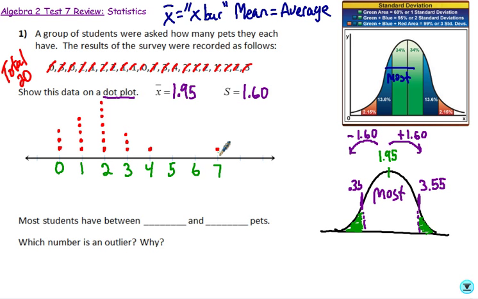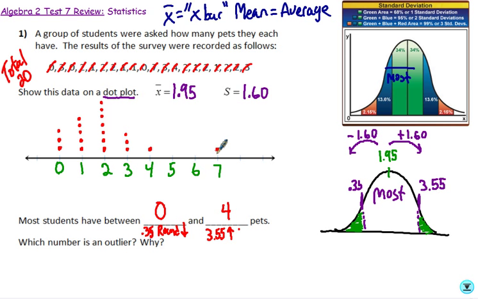So to answer this question, most students have between, what we'll say is that we're going to round 0.35 down to 0. So we'll say 0.35 rounded down. And then 3.55, we're going to round that to the nearest whole number, so we'll round that up to 4. So we'll say 3.55 rounded up to 4. Right? So we just rounded down and rounded up. So most students have between 0 and 4 pets. Is that true? Yeah, almost everyone has in between 0 and 4 pets, at least according to this survey. We only have one person out here that doesn't fit into that range.